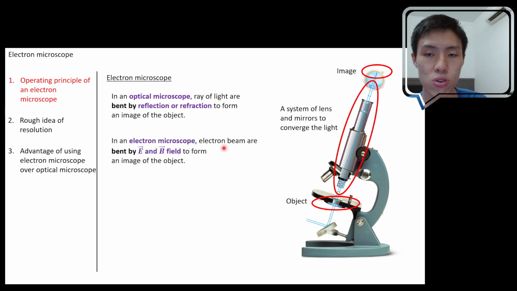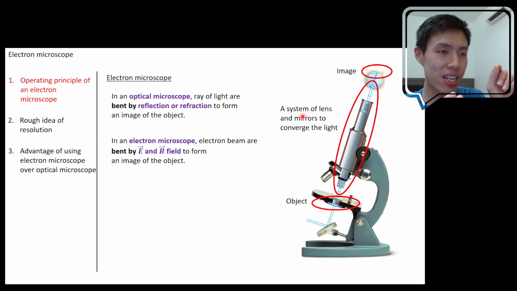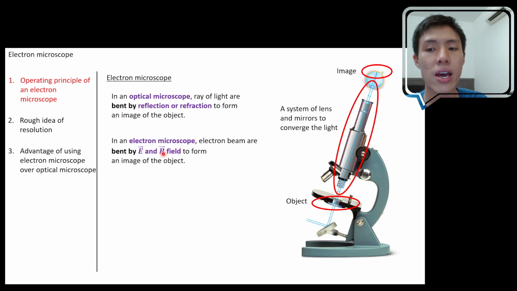For the electron microscope, you are using an electron beam rather than rays of light. So instead of shining rays of light through a specimen, you are shining an electron beam through the specimen. With light, you can use mirrors and lenses to bend it into different shapes, either to converge it or diverge it. But with an electron beam, you cannot let electrons pass through a glass lens to converge or diverge them. You can only direct the motion of electrons using an electric field and a magnetic field.